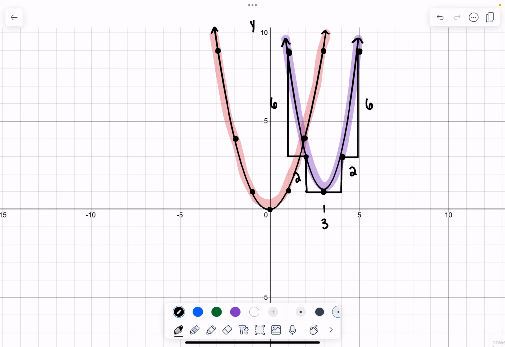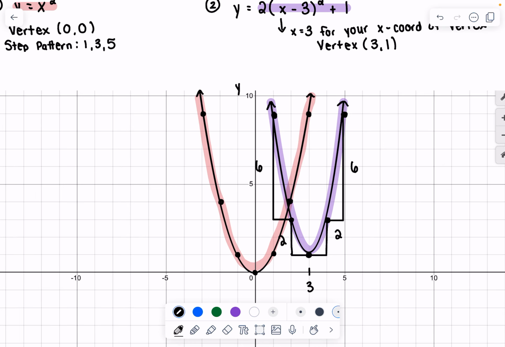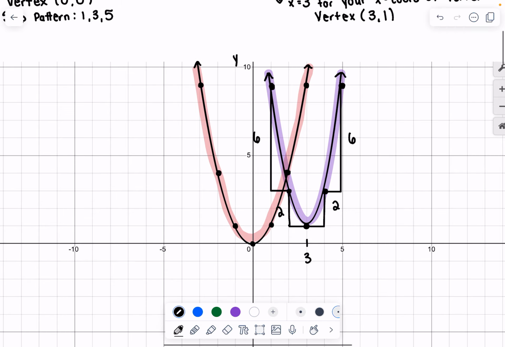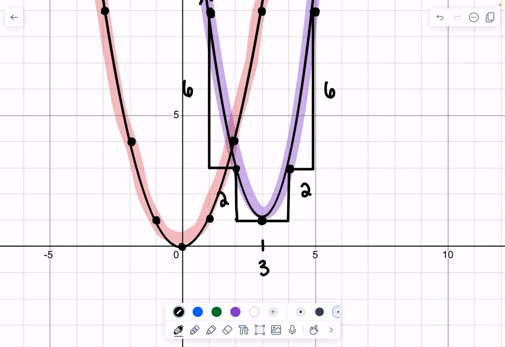So what happened to that vertex? Well, just like in the transformations video previously, you went over by 3 units to the right and up by 1 unit. So that matches the fact that our vertex is (3, 1). We can also see that it's going upwards at a much steeper rate, or in other words, it's accelerating. So those are good descriptors when you are trying to describe the transformations applied to the graph.